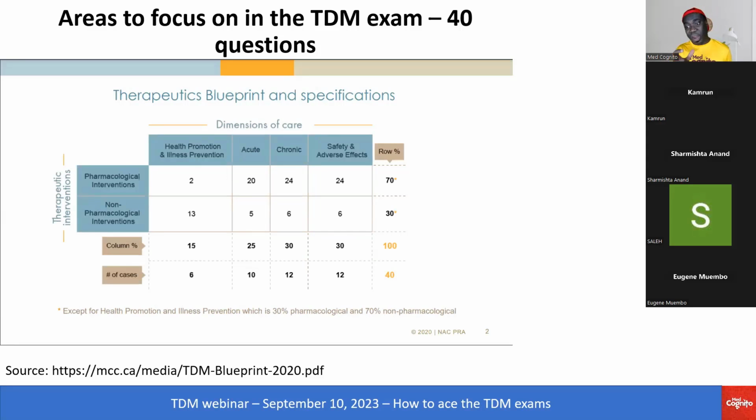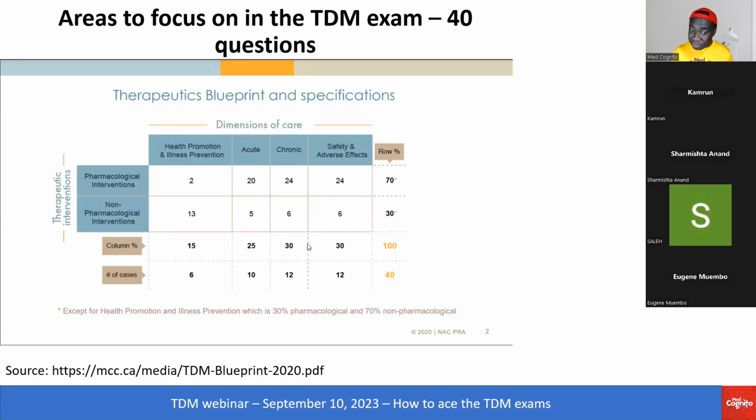So safe prescribing. And safe prescribing comes with dosing. It comes with all the things which come with writing a proper prescription, making sure that you're not prescribing something which is going to hurt a patient. For example, prescribing a medication which can hurt a pregnant patient. That is very critical. So cases on safety will carry about 30% of the total mark.